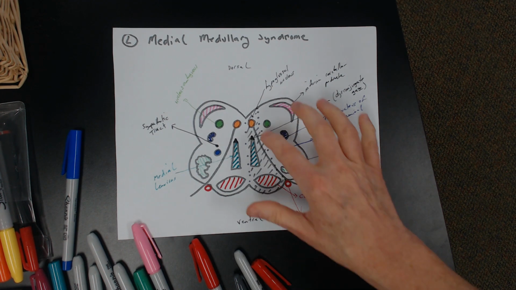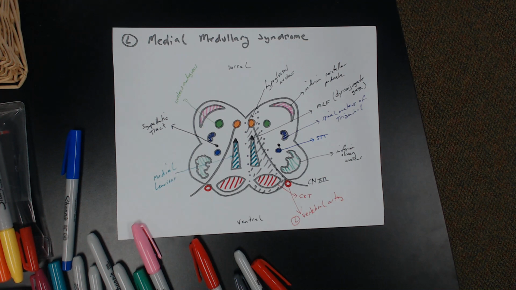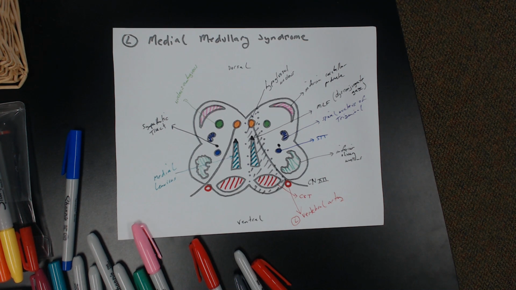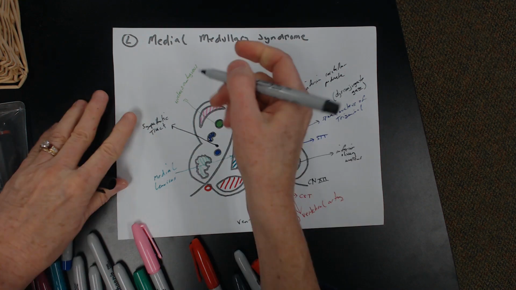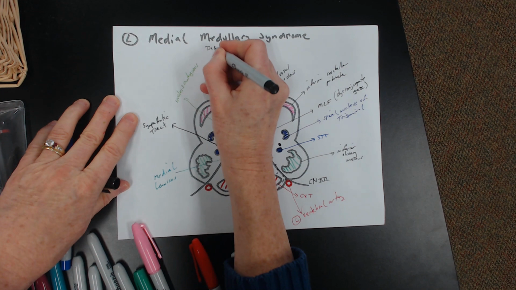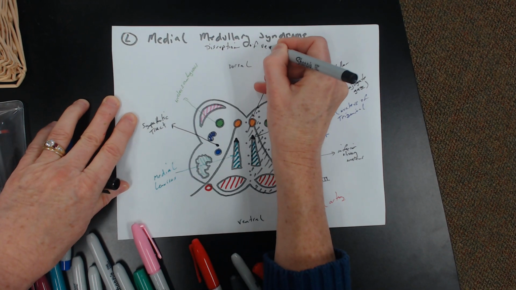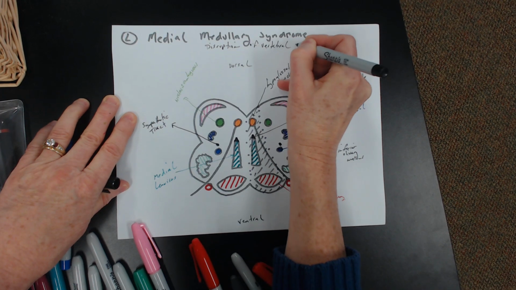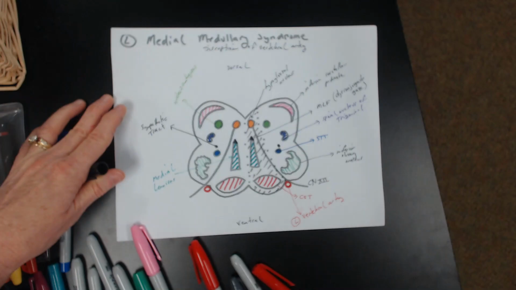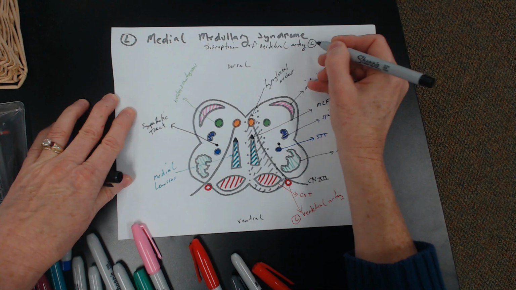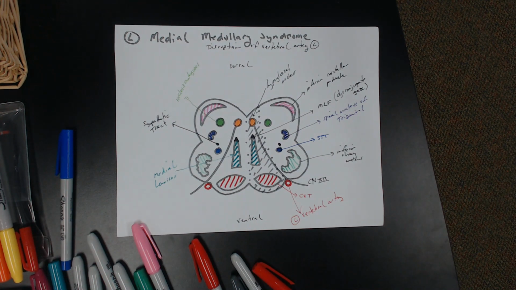So if you can identify where the lesion is and you understand what's being affected, you can predict left medial medullary syndrome patient presentation. And then this is, let's go ahead and say, a disruption of the vertebral artery, on the left. Questions about that?